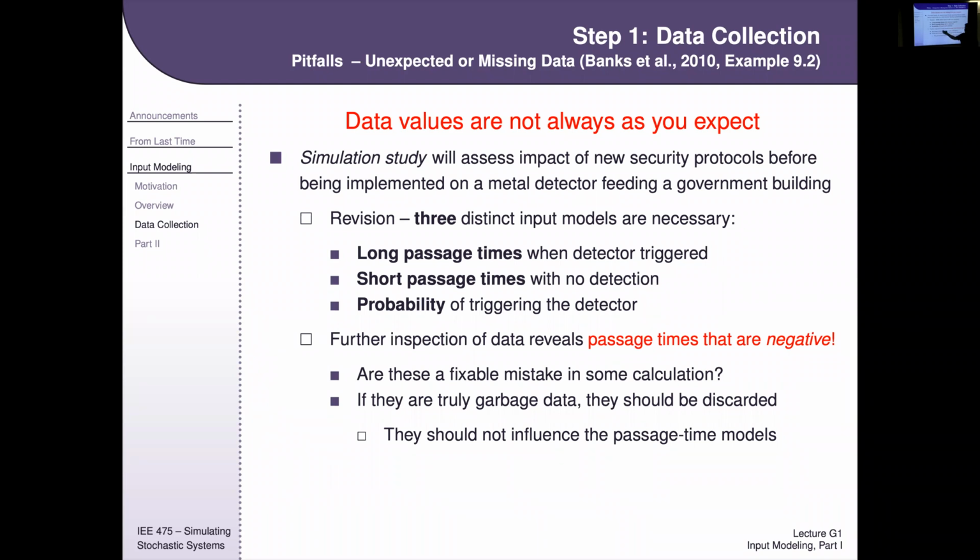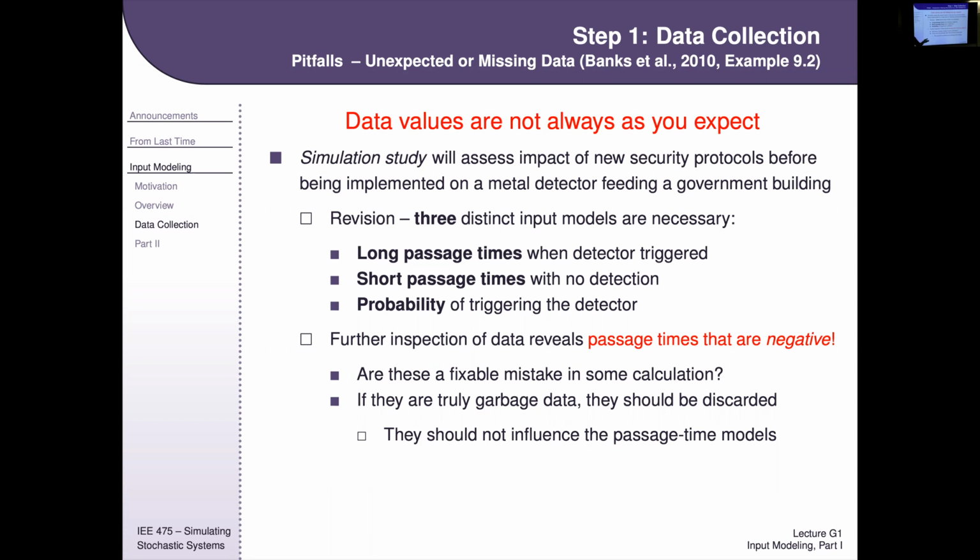So at this point, looking at my data, I have to make a decision. Can I fix this? Is there a calculation? Like maybe the way passage times are calculated, someone left out a particular factor or something like that, and so things didn't always subtract the way they should. And maybe I need to fix that calculation.